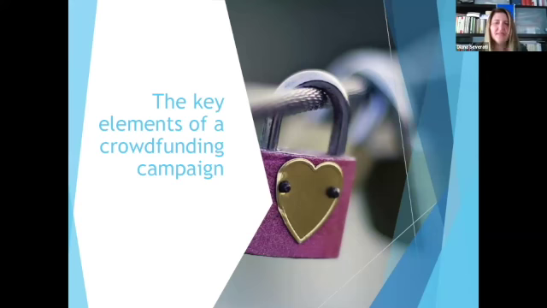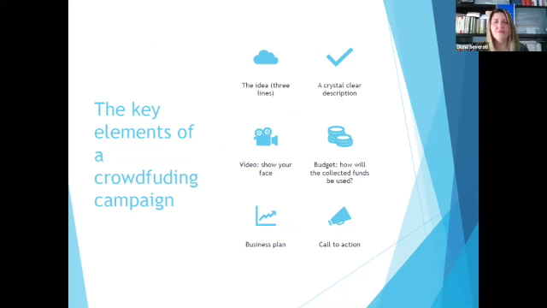So we have some key elements in each campaign. First of all, you have to have a clear idea of your project, your company, your business. You should be able to describe it in 3 lines. Then you need a crystal clear description. You have to be clear. You have to specify what you want, and why they have to support you to make your project.